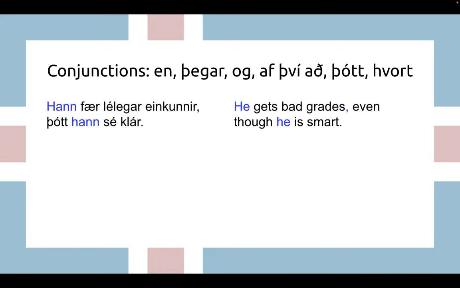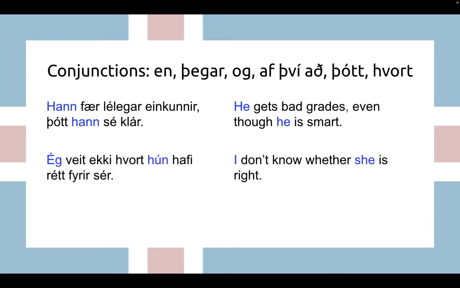Hann fær lélegar einkunnir þótt hann sé klár. He gets bad grades even though he is smart. So even though is a conjunction, and we're connecting two ideas. So we have nominative on both sides. Ég veit ekki hvort hún hafi rétt fyrir sér. I don't know whether she is right. Hvort means whether, so we're connecting two ideas.